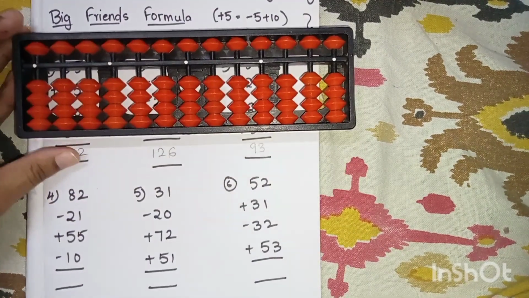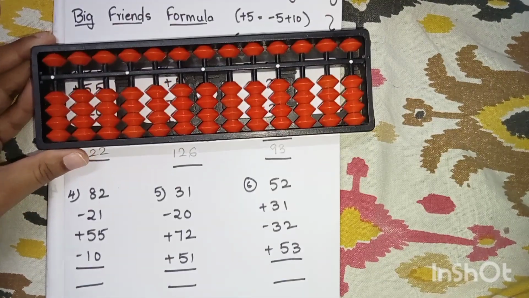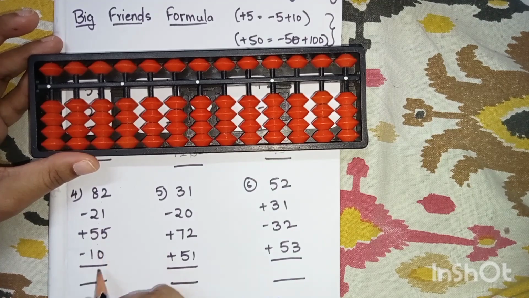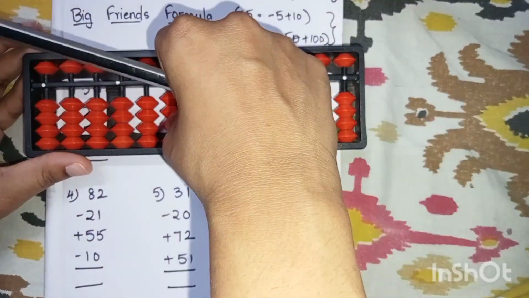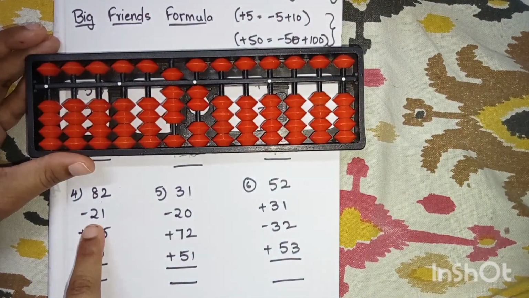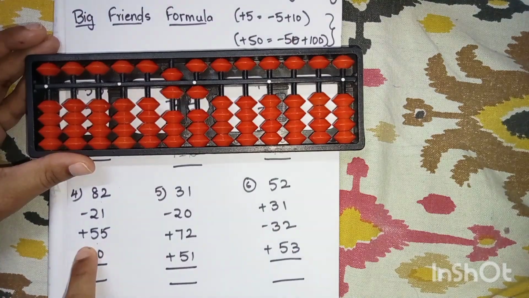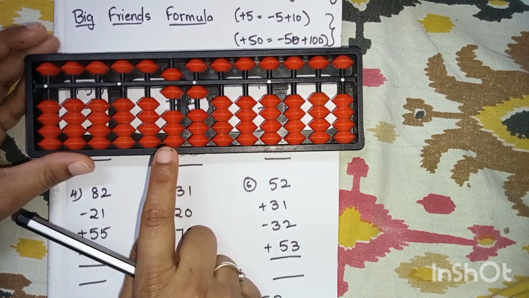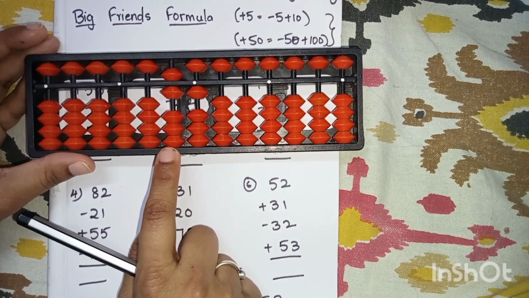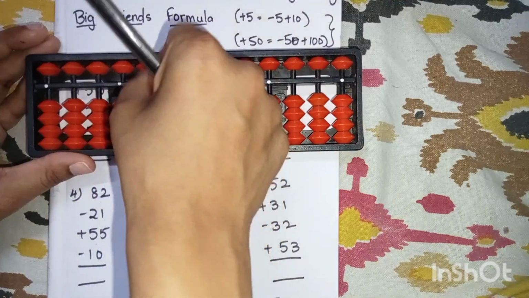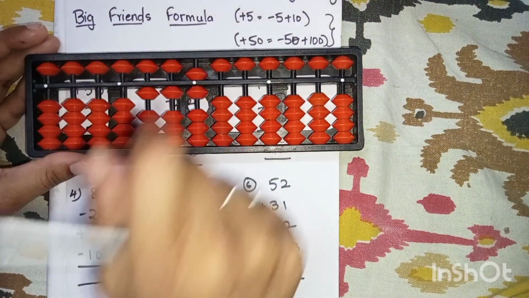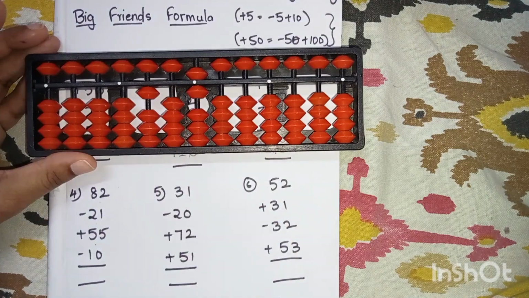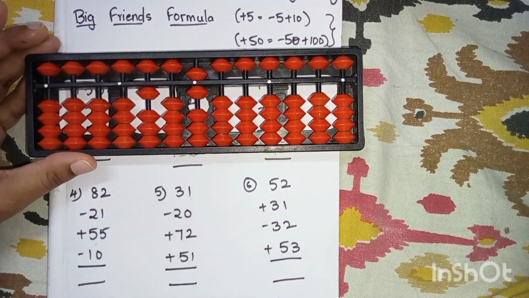Clear the scale. 82 minus 21 plus 55 minus 10. 82 minus 21 plus 55 means already 50 is added. So what I should do, I should take plus 50 big friends formula, minus 50 add 100. 5 it's available, so I have added directly. Next minus 10. What is the answer? 106.